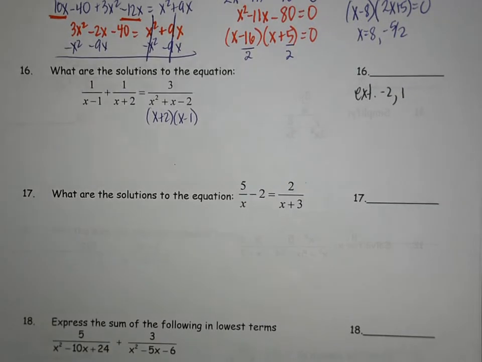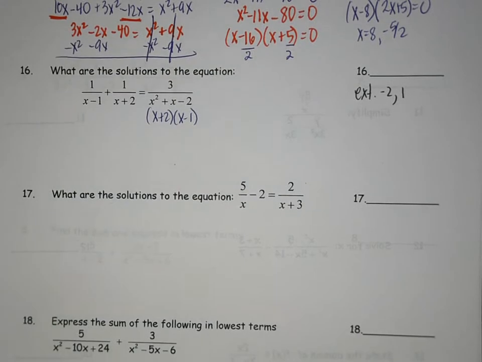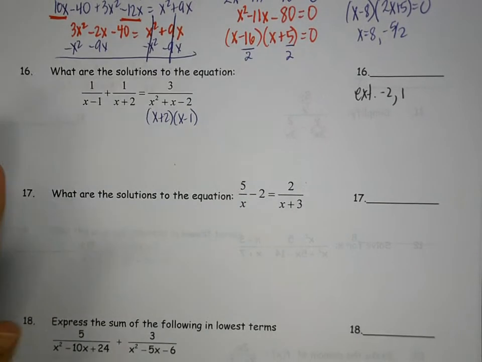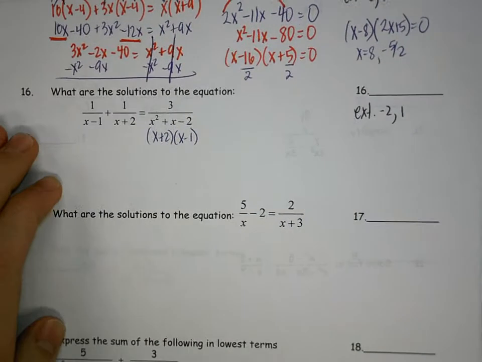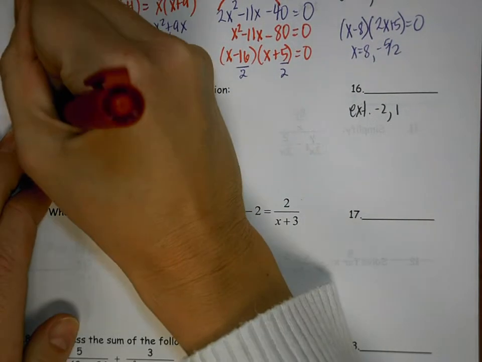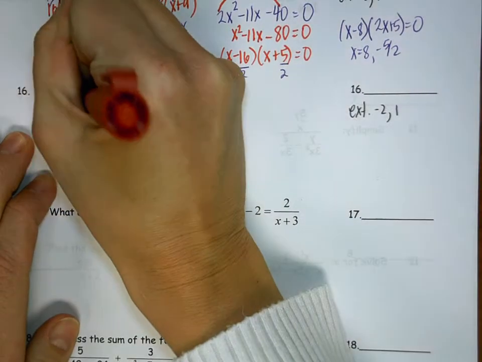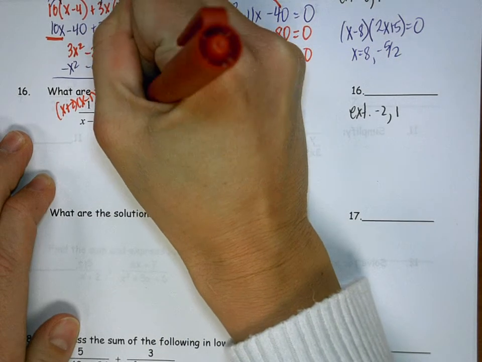Okay, what would be my LCD that I multiply every term by? X squared plus, or x, yeah. Good, x plus 2 and x minus 1. So we have x plus 2, x minus 1 next to every term.